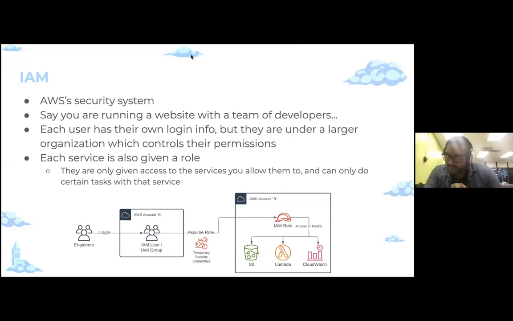So say, for example, you're running a website. So your company, you have a website, you have some teams of developers who are working on that website. And each user has their own login information, but they're under a larger organization, which is going to control their permissions. So you can see in this diagram for, let's say, account A, you have a group of engineers who are logging in under an IAM user group. So I can assign some permission to some different groups.